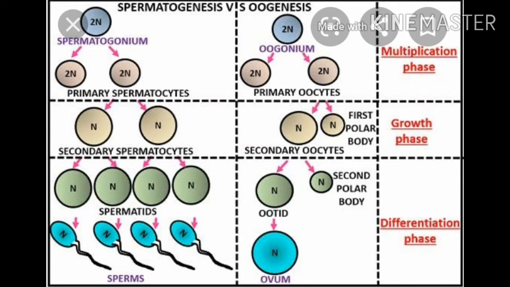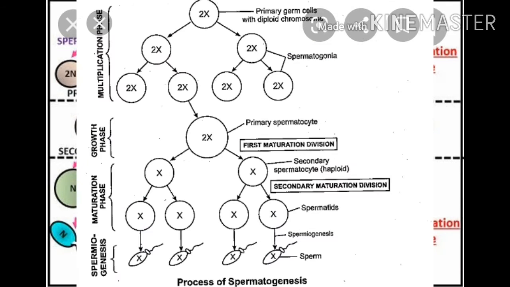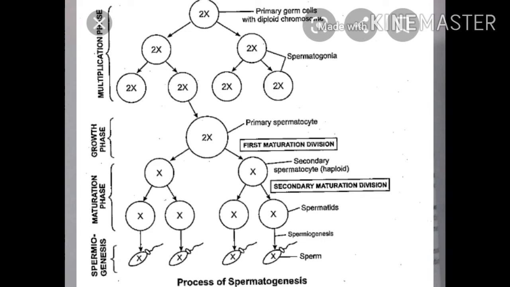Spermatids are formed by three phases, namely number 1, phase of multiplication, that is mitosis, number 2, phase of growth, and number 3, phase of maturation, meaning meiosis. During the phase of multiplication, the primordial germ cells or PGCs divide repeatedly by mitosis to form diploid spermatogonia. Each spermatogonium is diploid and contains 46 chromosomes, and divides mitotically into two primary spermatocytes.